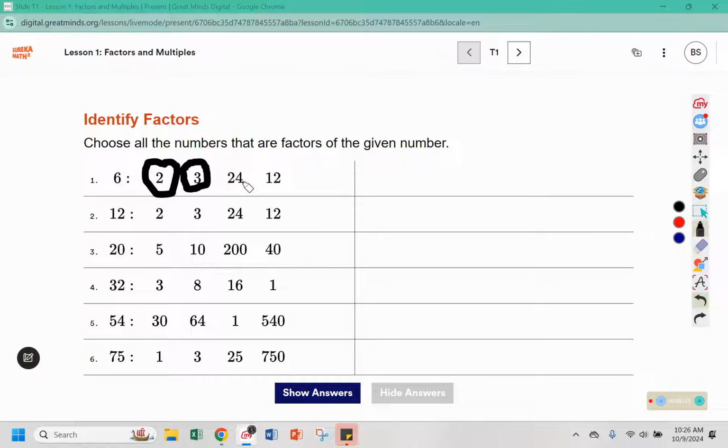6 divided by 4 would not be a whole number, or divided by 24 would not be a whole number. And 6 divided by 12 would also not be a whole number. So the factors of 6 in this problem are 2 and 3.